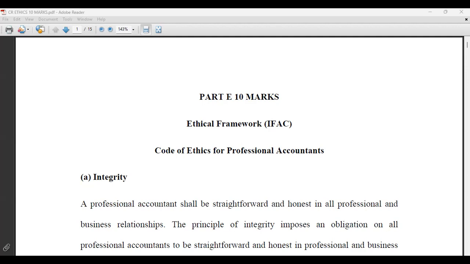All right. So what is that? Yes, anybody else can help? Yes. What is C? Competent and due care. This one, is this the C or the P? It's a C. The C is confidentiality. Then the P is professional competence and due care.